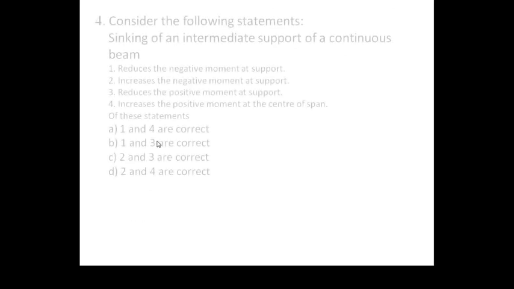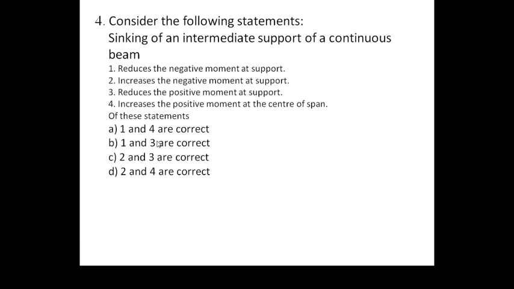Then the next question. Consider the following statements on sinking of an intermediate support of a continuous beam. Sinking of an intermediate support of a continuous beam reduces the negative moment at the support. What is the use of this sinking of intermediate support? It may increase the negative moment at the support, reduce the positive moment at the support, or increase the positive moment at the center of the span.